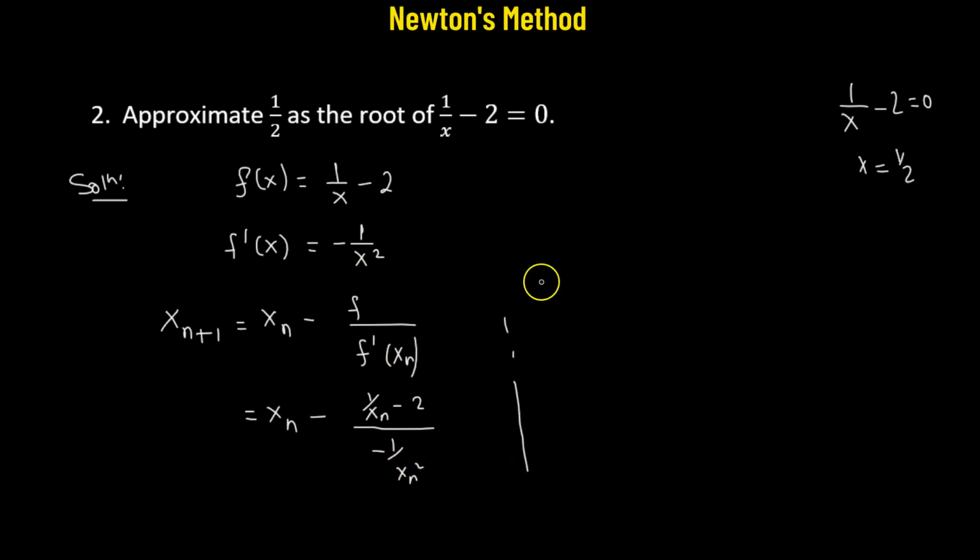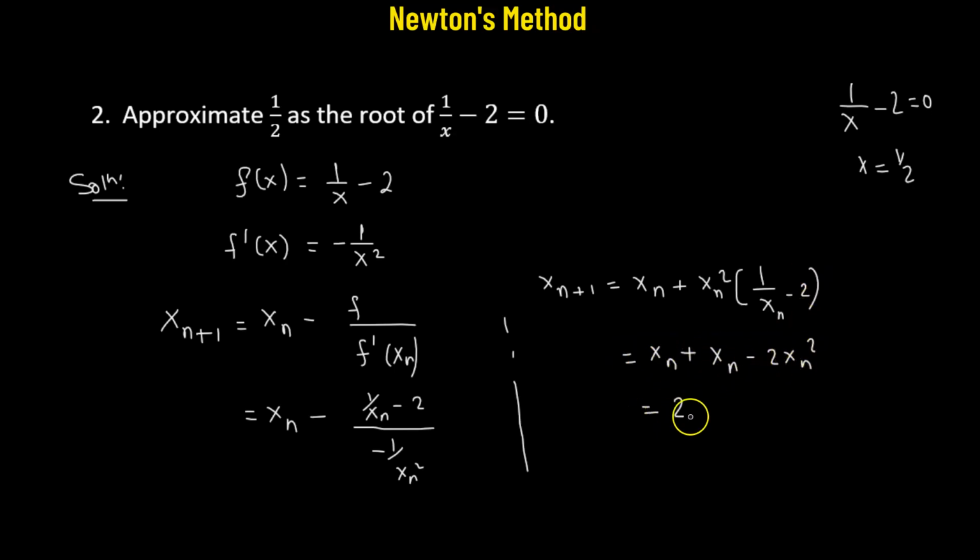So we'll have x_{n+1} equals x_n plus, we'll take x_n squared to the numerator. So this is x_n squared multiplied by 1 over x_n minus 2, which is equal to x_n plus x_n minus 2x_n squared, which is simply 2x_n minus 2x_n squared. This is our x_{n+1}.